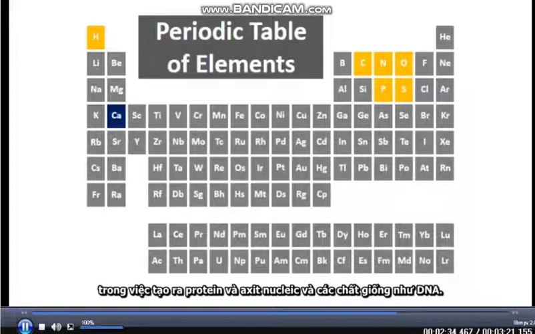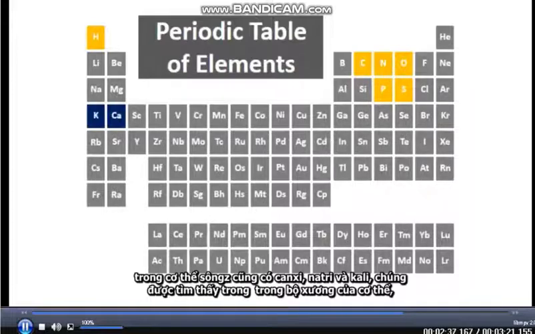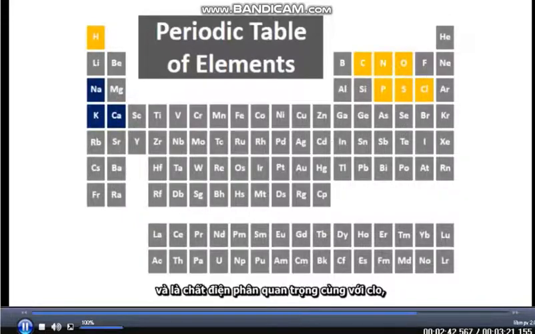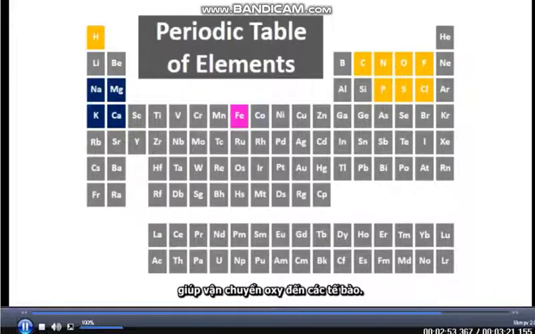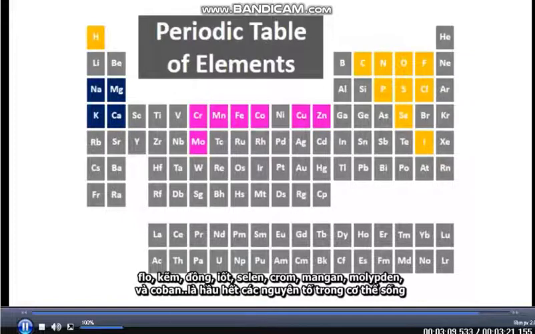But we're also made of calcium, which is found in our bone, potassium, and sodium, which are important electrolytes, along with chlorine. We're also made of some magnesium, some iron, which is found in the hemoglobin of our blood, which helps us carry oxygen to our cells. We're made of fluorine, zinc, copper, iodine, selenium, chromium, manganese, molybdenum, and cobalt. And that right there is most of the elements in you and me.